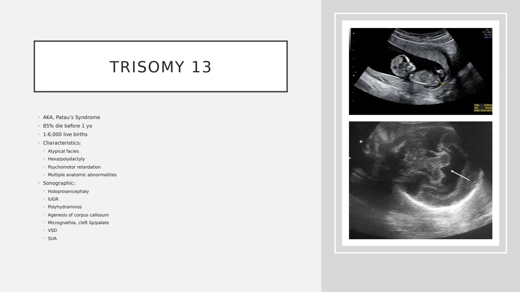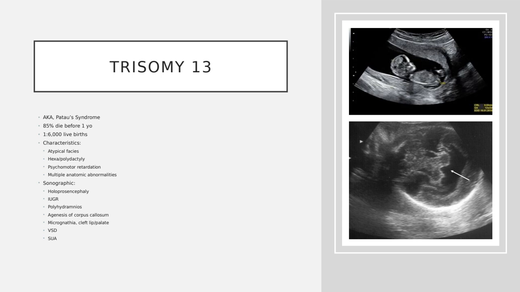On ultrasound, we are going to see holoprosencephaly, which we will learn quite a bit about. We are also going to see intrauterine growth restriction, where the baby is just abnormally smaller than they should be for their gestational age. Baby's also going to have polyhydramnios, where there is too much amniotic fluid in the sac. We're going to see agenesis of the corpus callosum. As we know, our corpus callosum is that connecting feature in the cerebral hemispheres. If we don't have that, we're not really going to have great cognitive function.